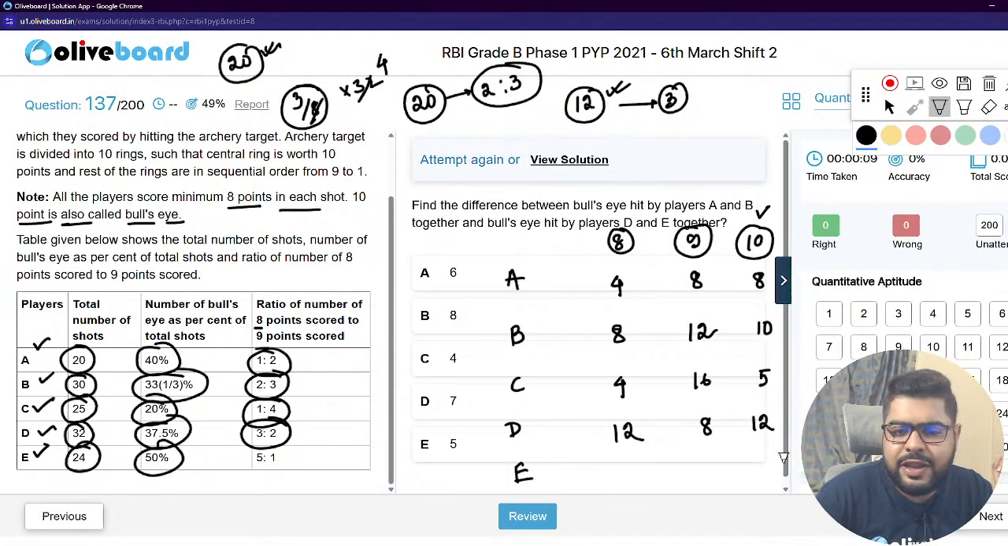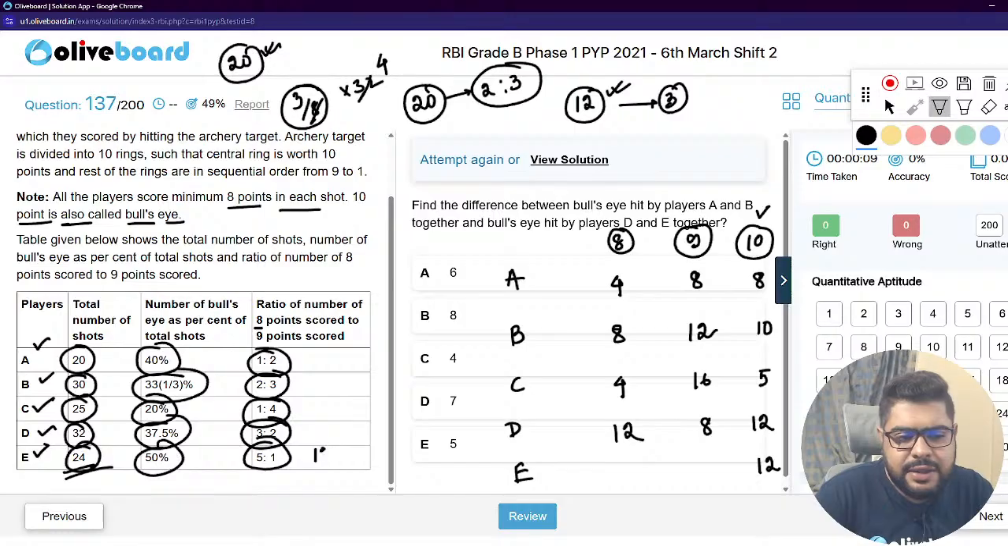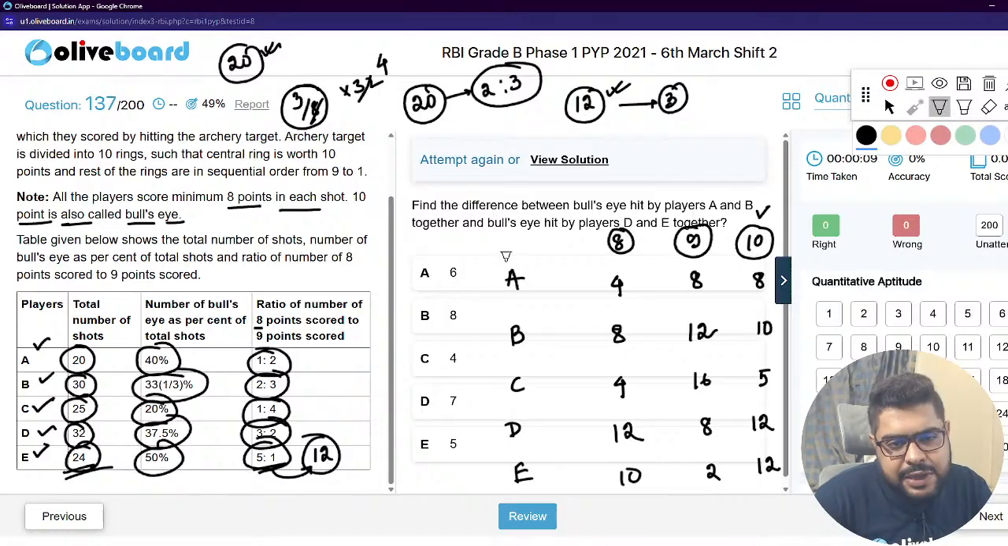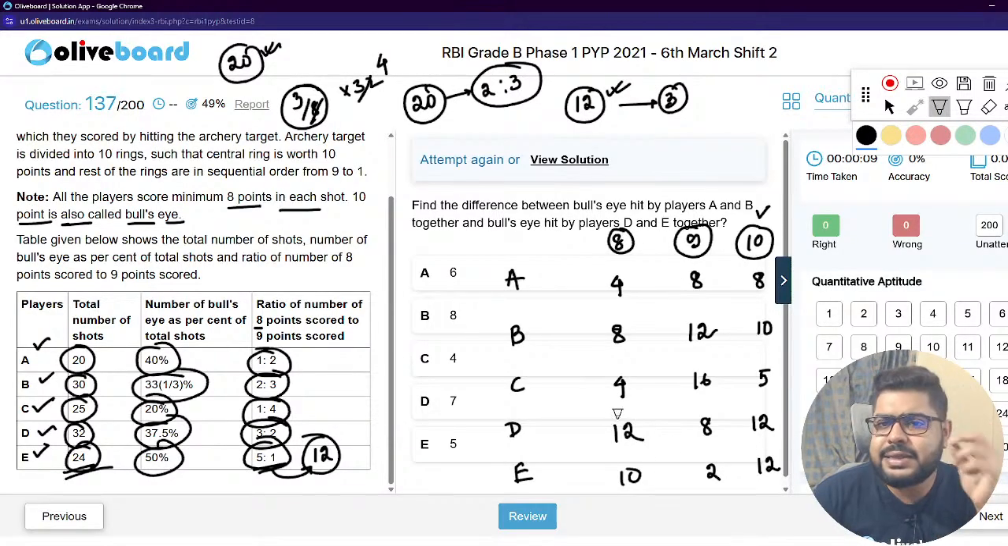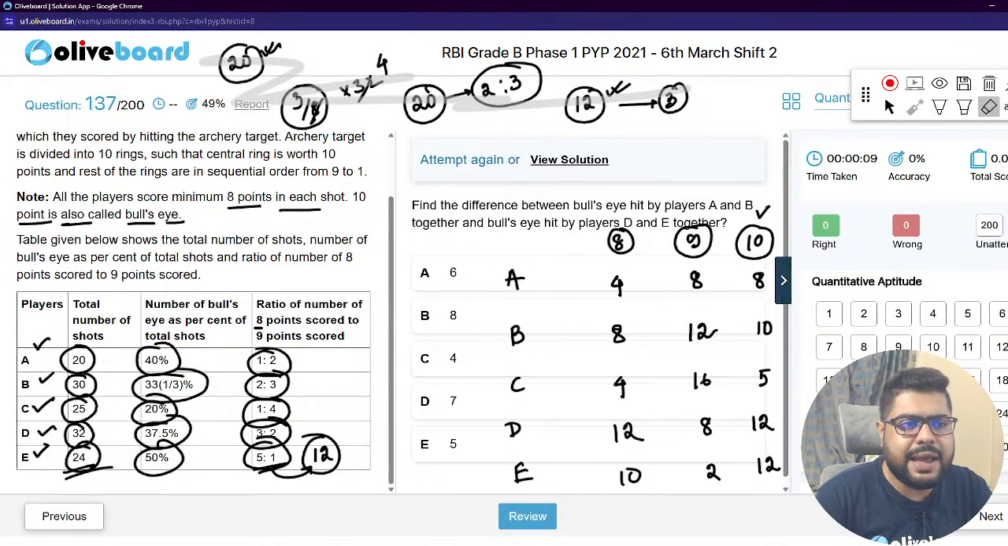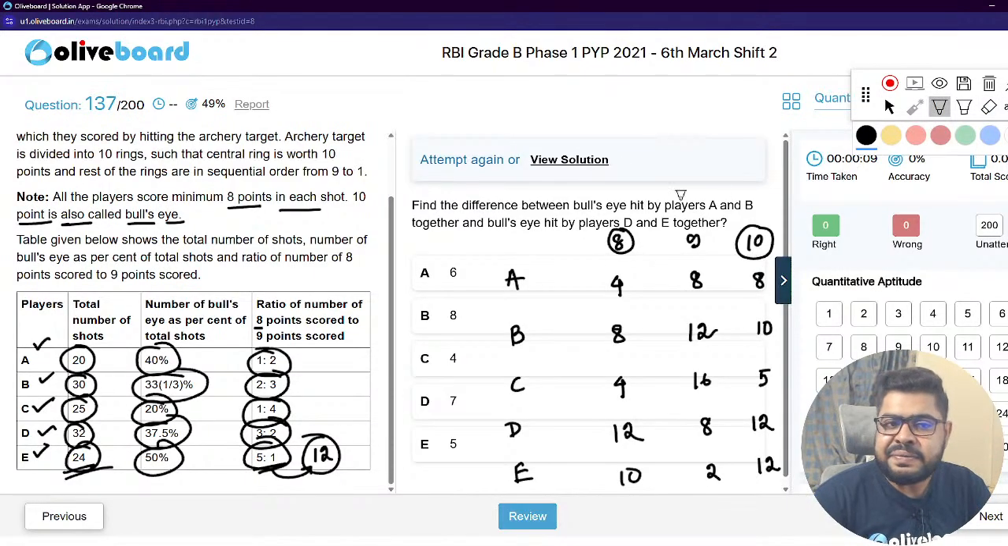Last but not the least, E. 24 shots, 50% means 12 bullseyes. 8 ratio 9 is 5 ratio 1. Out of 24, 12 are gone, so 12 remaining. 6 parts is 12, so every part is 2. So this is 10 and this is 2. You see, we have figured out everything. You can answer absolutely any question that they might ask. It was this easy. This was a very easy set.